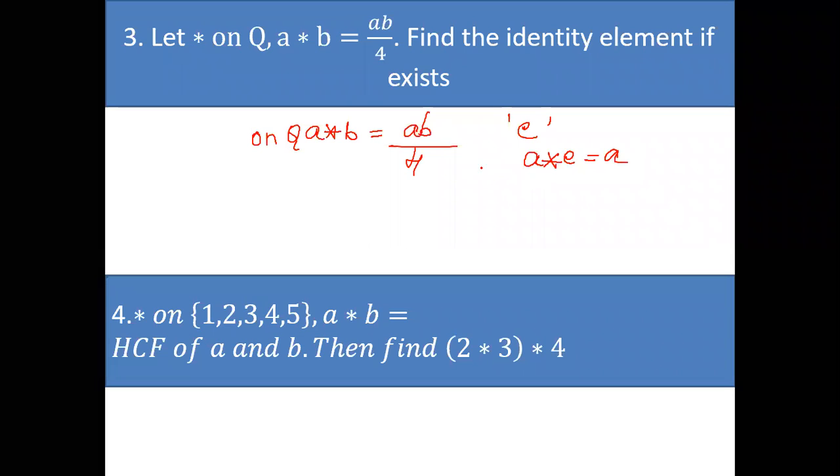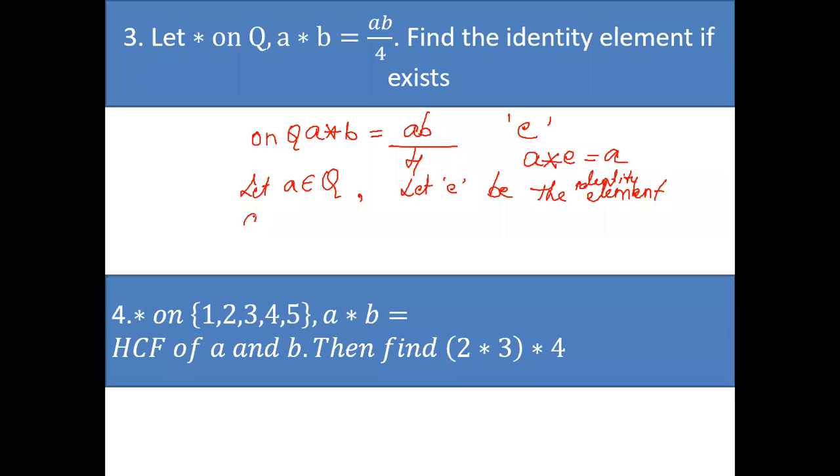Now what I'll do is, let a belong to Q. I'm taking a random element. Okay, I'll take one random element a from the set of rationals. Q means the set of rationals. Okay, suppose an identity element exists, let E be the identity element.